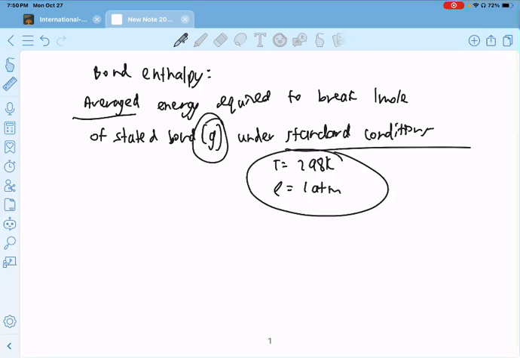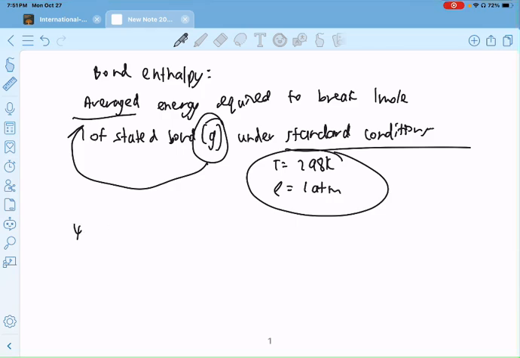Again, whenever we're doing something averaged, we are most likely taking the gaseous value, okay? The gaseous state of it, okay? So yeah, that is basically what bond enthalpy means. Mean bond enthalpy values will tell you how much energy is required to break a particular bond averaged across a range of compounds containing that bond. What do you mean by this?